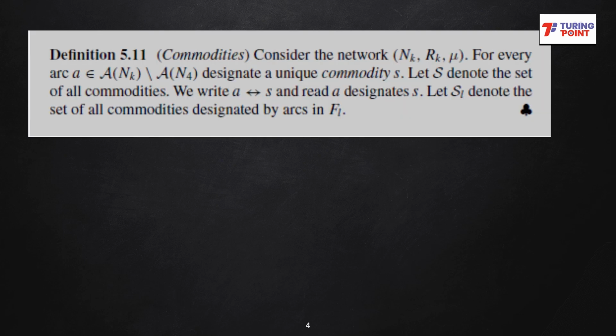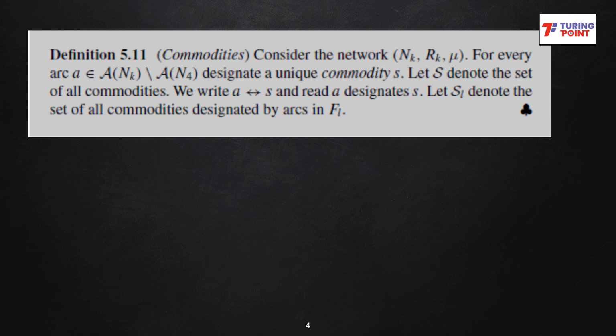For every arc in the set of arcs in Nk, excepting arcs in N4, designate a unique commodity S. Let S denote the set of all commodities. We write a double arrow S and read A designates S. Let SL denote the set of all commodities designated by arcs in FL.